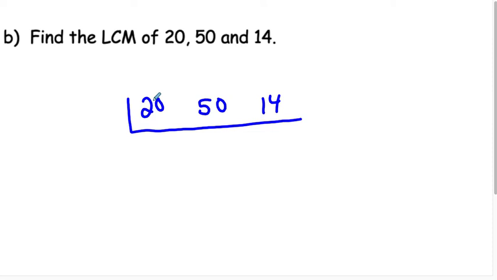And again, I recognize that they're all even numbers, so I'm going to divide a 2 out. 20 divided by 2 is 10. 50 divided by 2 is 25. And 14 divided by 2 is 7.